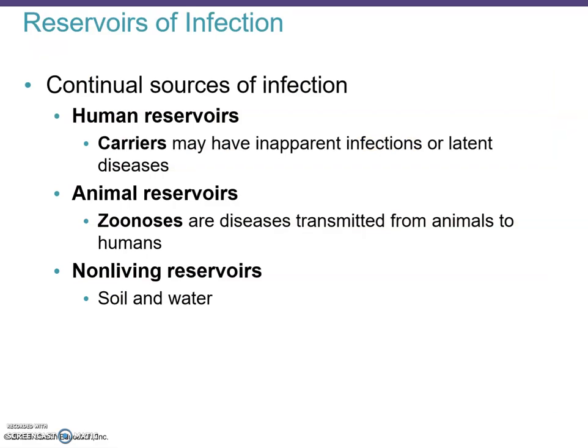Let's move on to reservoirs of infection. We call something a reservoir if it's a continual source of infection. So if you have human reservoirs, that means humans are a continual source of infection. And you call somebody a carrier when they have inapparent infection or latent disease, but they still have the pathogen. Animal reservoirs, they are called zoonoses.